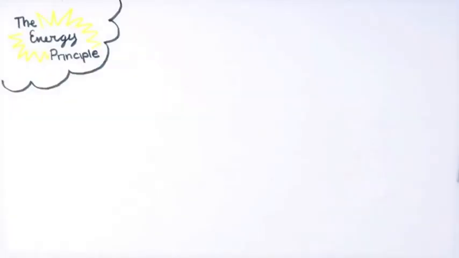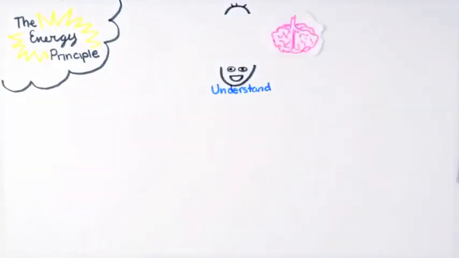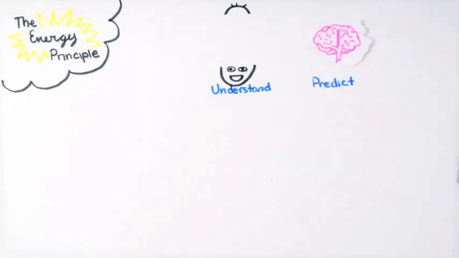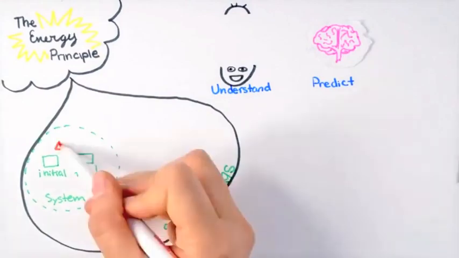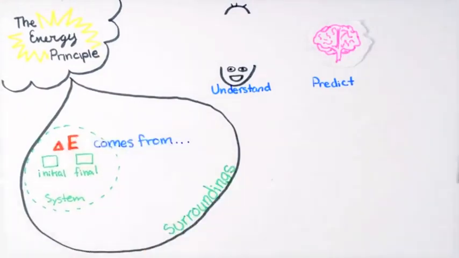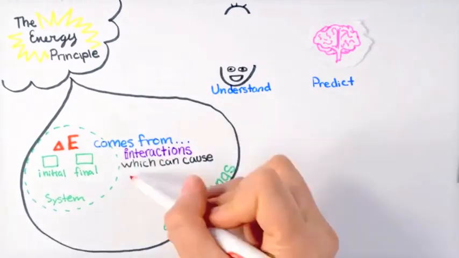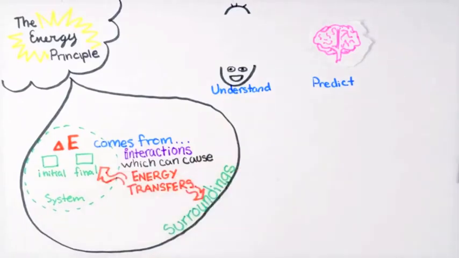We recently introduced our second fundamental principle, the energy principle, where we use the total system energy E to understand and to predict motion. In particular, the principle tells us changes to the total energy, delta E, can only happen through interactions of the system with the surroundings. In the energy principle, interactions are described by processes that cause energy transfer between the system and the surroundings.